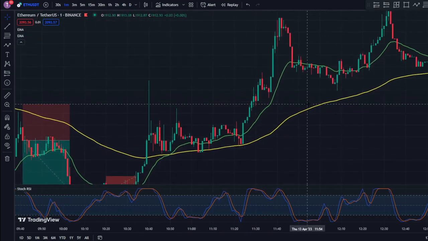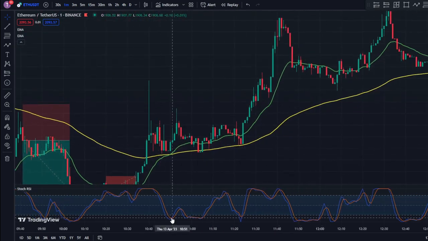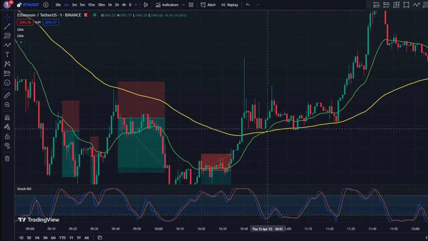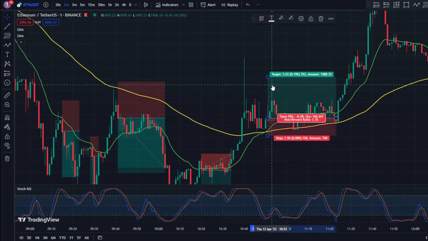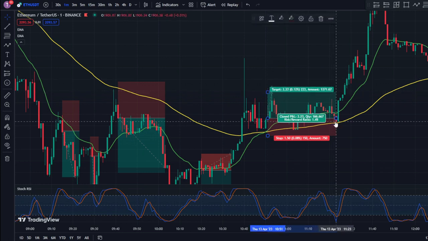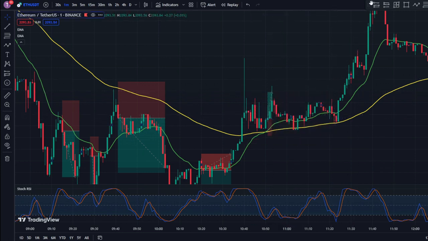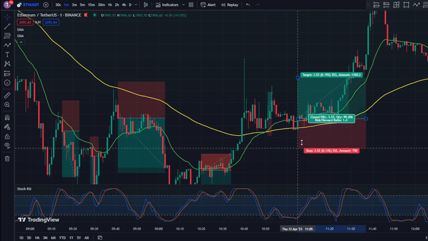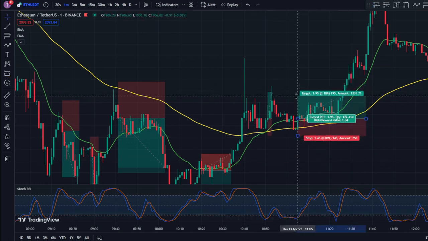Now we have the break to the upside, so let's take the upside trade. You can see that we have the green EMA breaking above the yellow EMA, and we have a crossover of the blue above the orange. Enter on that. Stop loss right below, and a 1.5:1. Same thing here, we have the cross up right here. Stop loss right below, and a 1.5:1.